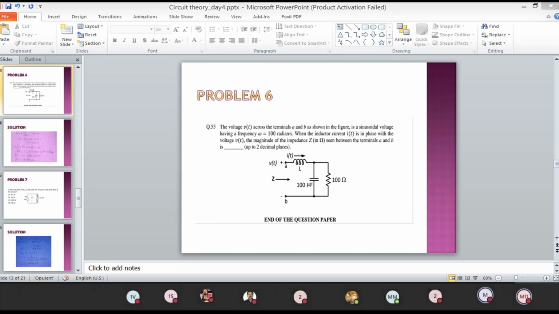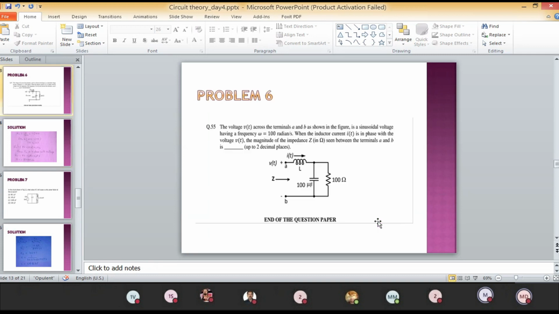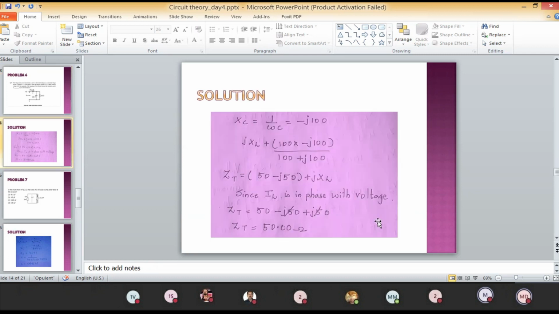Now you can notice that it has given a slight twist in the question: when the inductor current is in phase with the voltage. Even the inductor exhibits a phase shift, but he's saying that the current is in phase with the voltage. This is exactly a resonance condition. Now, what is XC? 1 by omega C. It's already given, so omega is 100 and C you just substitute.